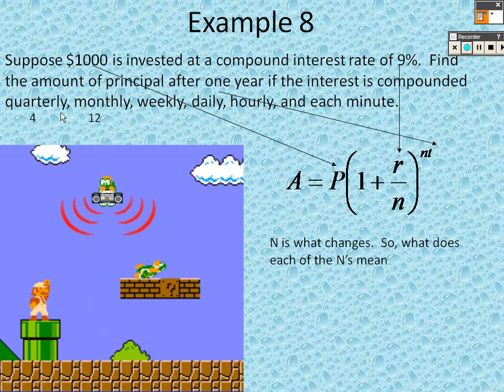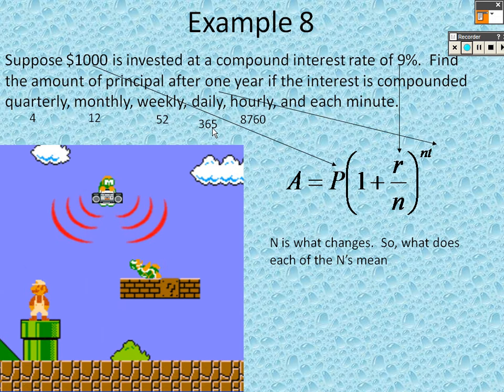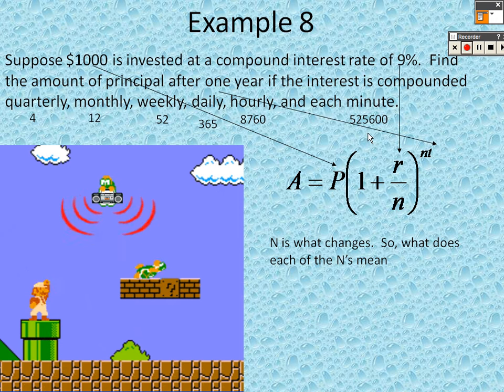Quarterly means 4, since there are 4 quarters in a year. Monthly, there are 12 months in a year. Weekly, we have 52 weeks a year. Daily, we have 365 days. Hourly, I take that 365, because that's how many days, and multiply it by 24, so that's how many hours there are in a year. And for minutes, in every hour there are 60 minutes, so I multiply that by 60, and that's how many minutes there are in the year.